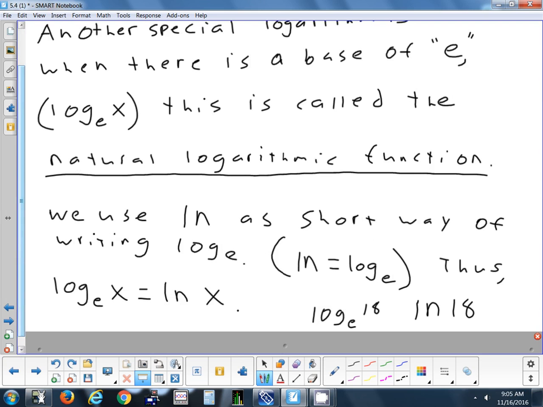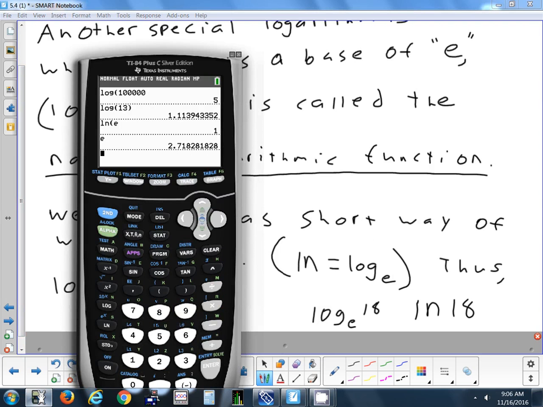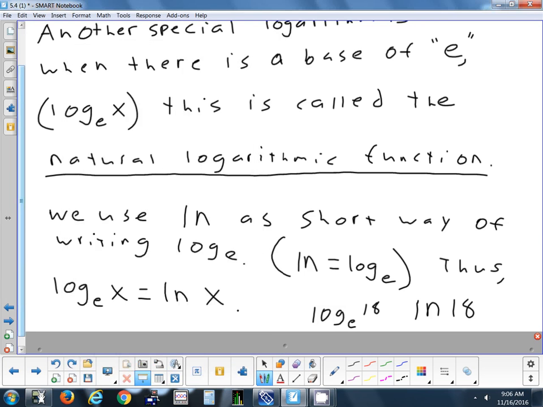These are the only two logs that have special names. If you have a base other than 10 or e, we don't have a special name for it. We just call it log base 3 or a log with a base of 8, whatever the base is. We also don't have a button for it on the calculator. If you want a base 10 log, you press that button. If you want a base e log, press that button. If you want something other than those two, we have to figure out a way to type it in. There is a way to do it, but it's not something we're going to look at today.